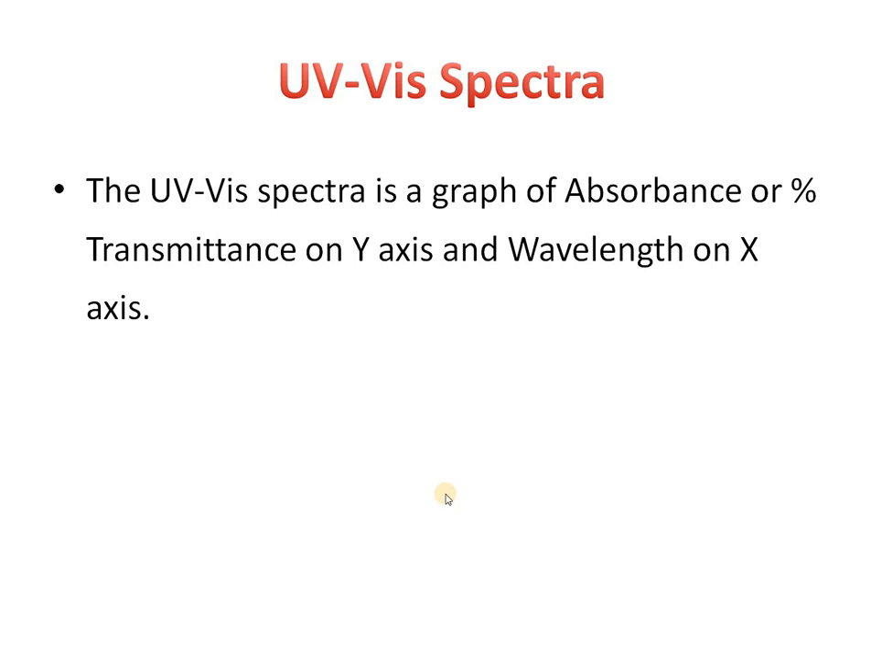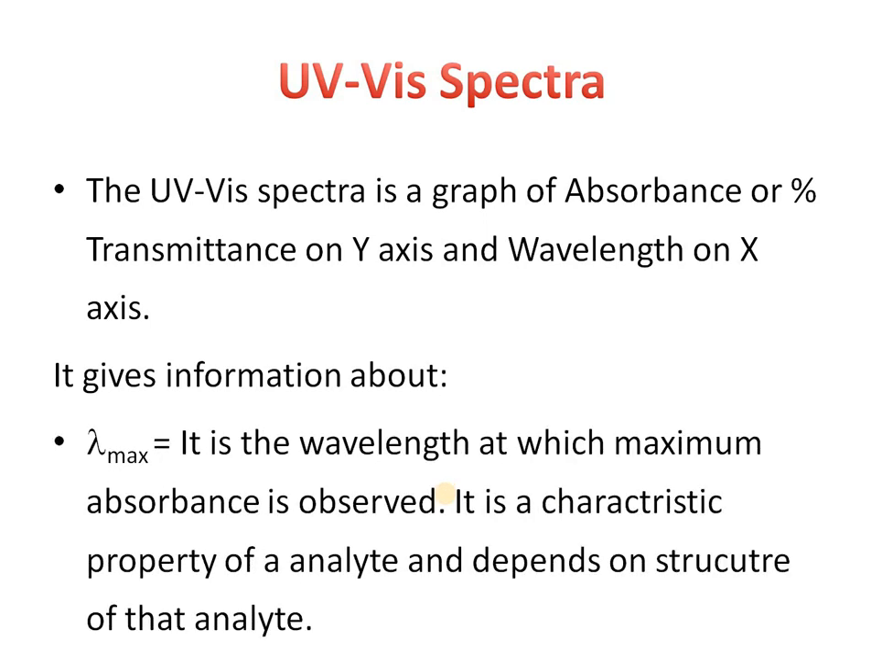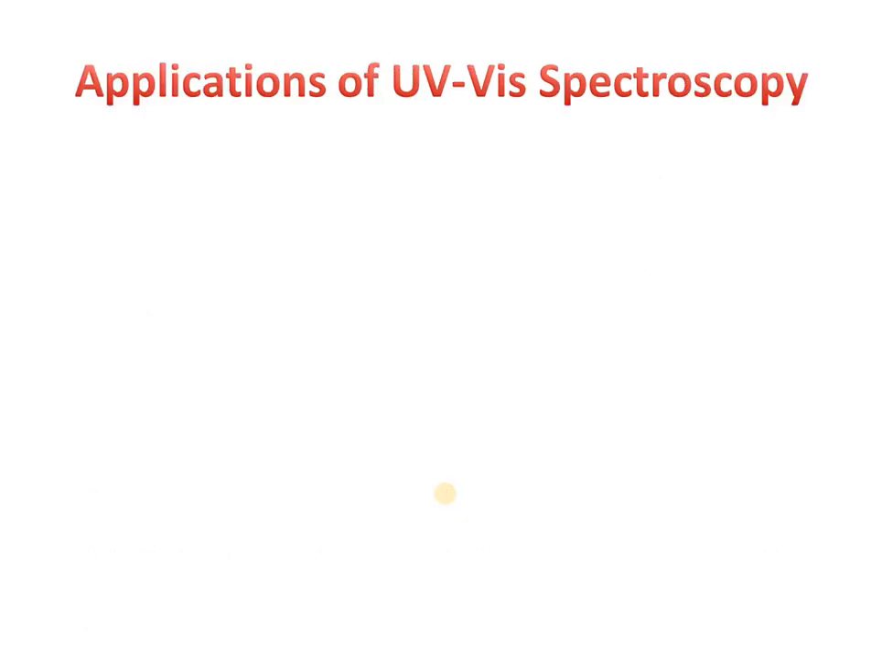The UV visible spectra is a graph of absorbance or percent transmittance on the y-axis and wavelength on the x-axis. It gives information about lambda max. It is the wavelength at which maximum absorbance is observed. It is a characteristic property of an analyte and depends on the structure of that analyte. Now we will discuss the applications of UV visible spectroscopy.